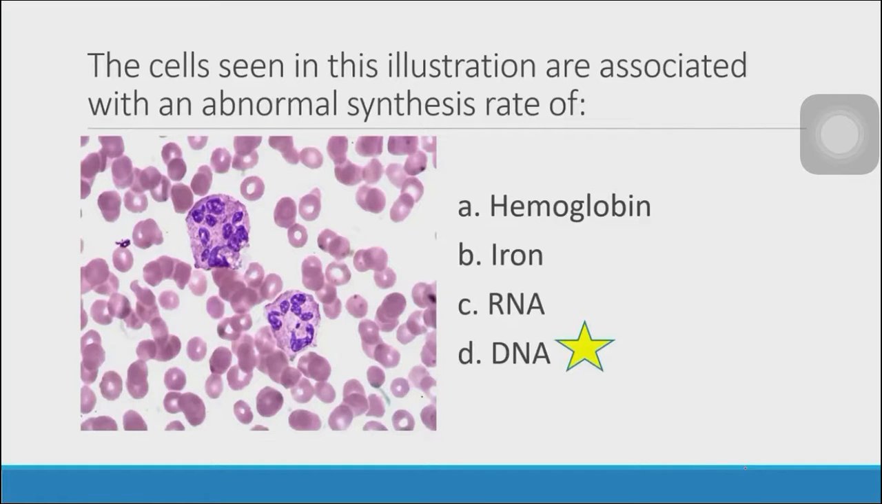In megaloblastic anemia, there is an abnormal synthesis rate of DNA, so the RBCs take on a macrocytic appearance since there is a failure of the nucleus to mature because of the lack of DNA. The DNA does not mature, while the cytoplasm matures, causing a macrocytic appearance of RBCs as well as hypersegmented neutrophils.